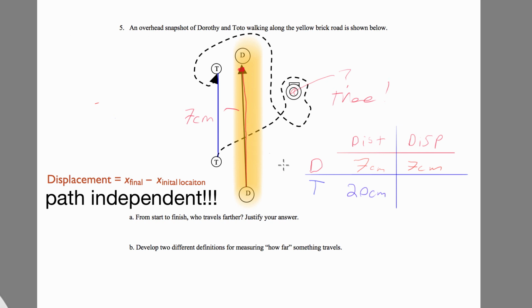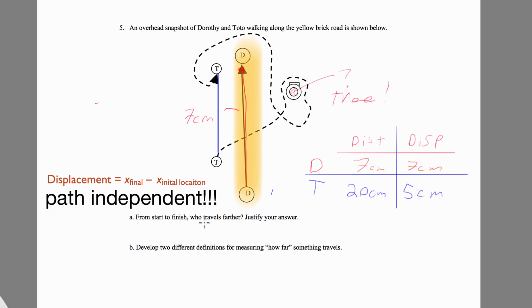So in Toto's case, what was the displacement of Toto? Well, if Dorothy moved 7 centimeters, and that was this red line, then Toto's is for sure going to be less than that, and it looks like if this is 7, maybe this is 5. So then we can answer these questions. From start to finish, who travels farther? Justify your answer. There's no right or wrong answer to this.